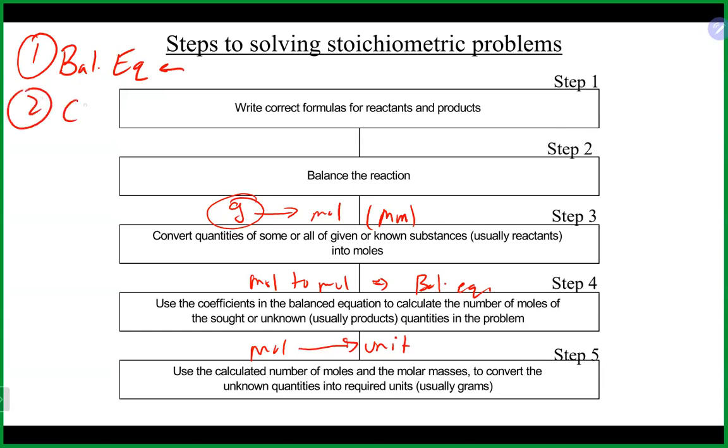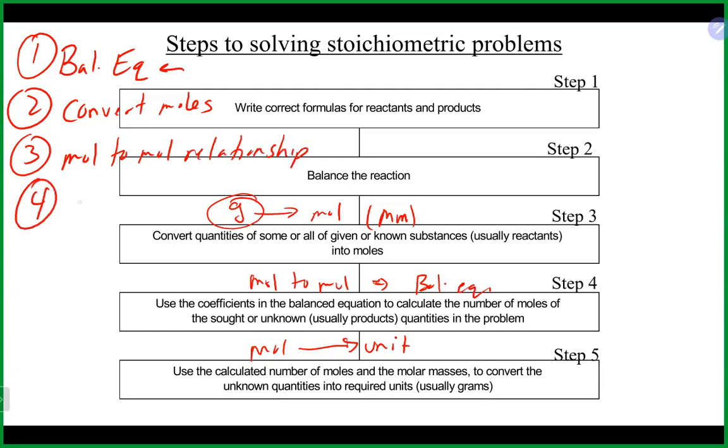Number 2, you want to convert to moles. Number 3 is the mole to mole relationship from the equation. And number 4, if necessary, moles to some other unit. Pretty much all basic stoichiometry problems boil down to those 4 steps. And if you follow those steps in order, you'll get the right answer.